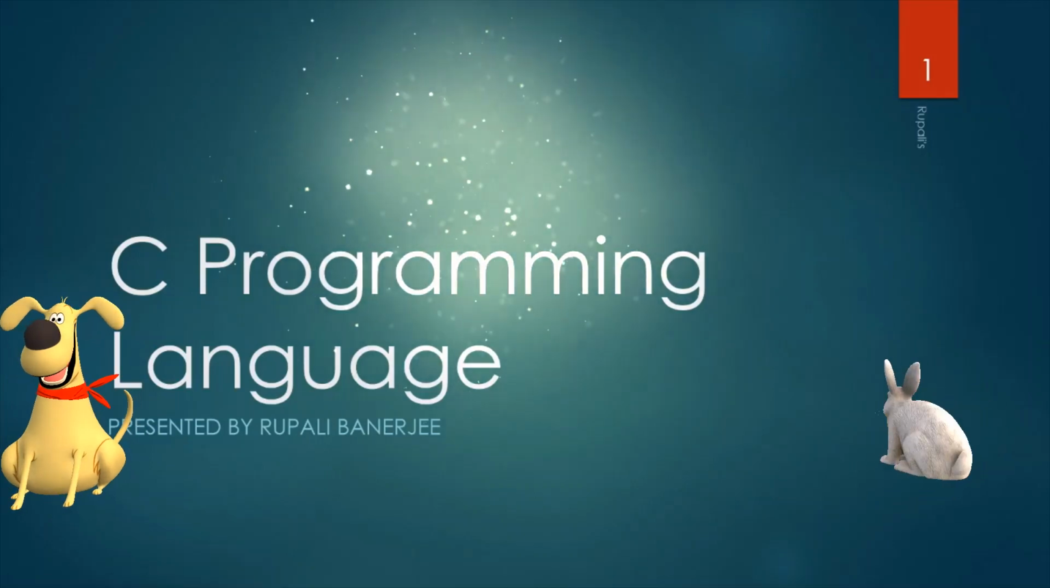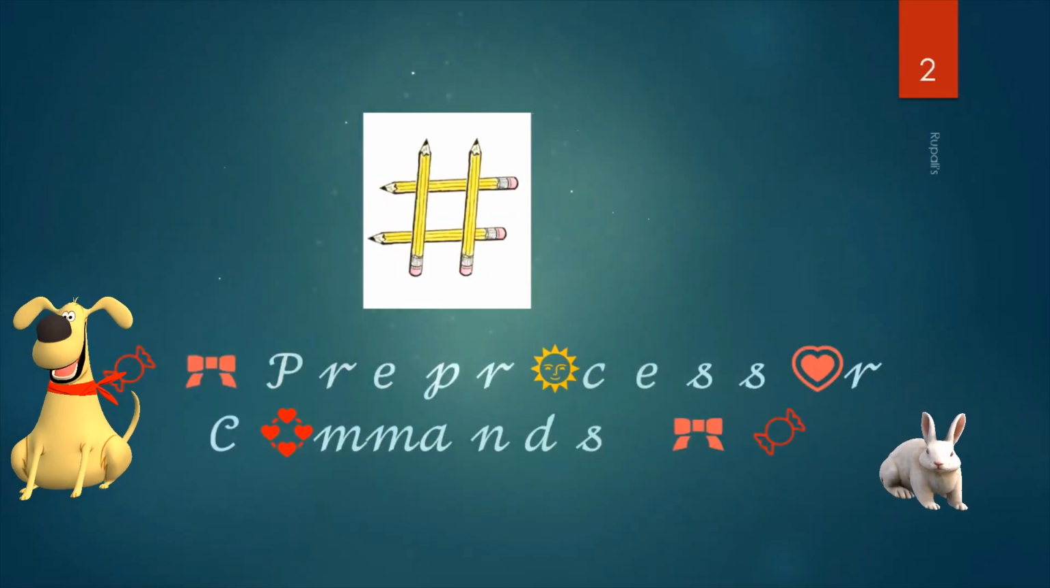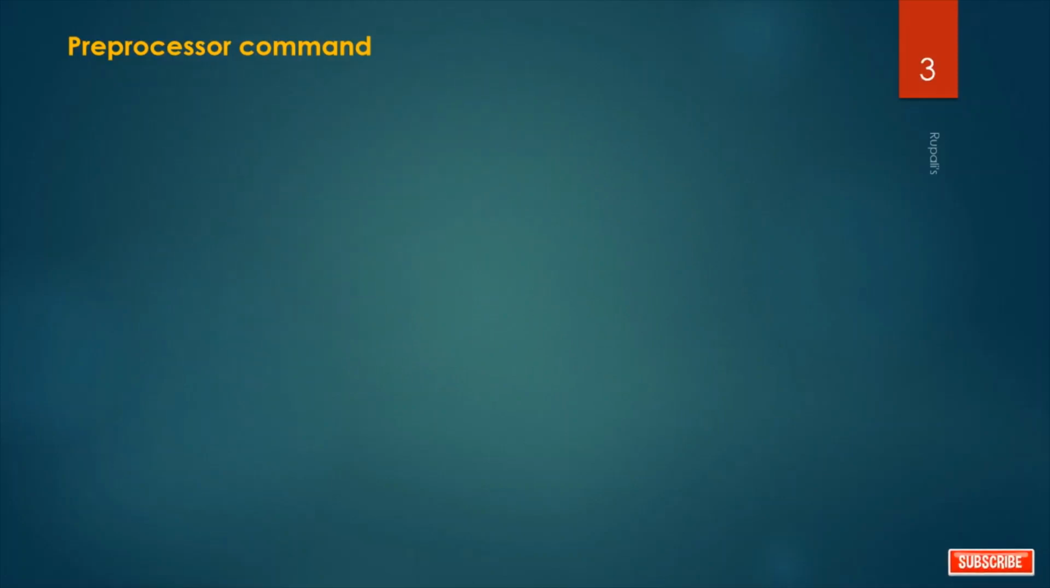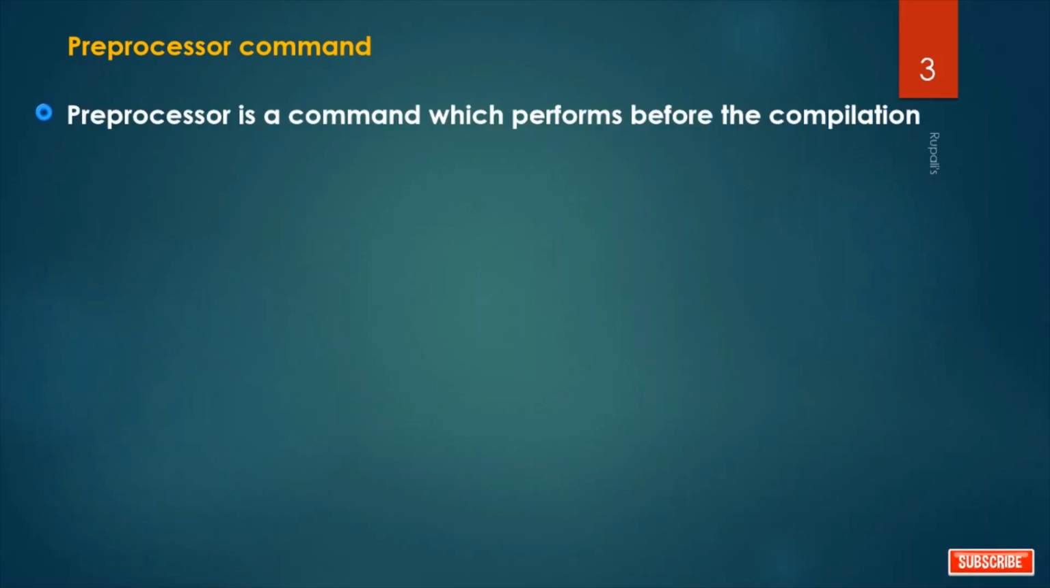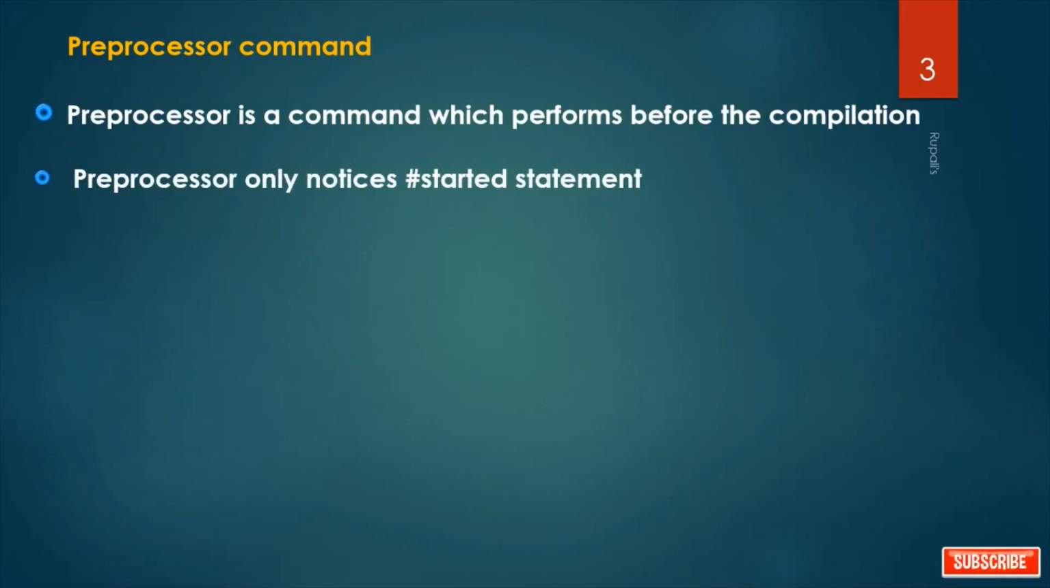Today our topic is preprocessor commands. So what is a preprocessor command? We already learned in our previous lecture, a preprocessor is a command which performs before the compilation. The preprocessor only notices statements that start with a hash. So if a statement starts with hash, we call that statement a preprocessor command.